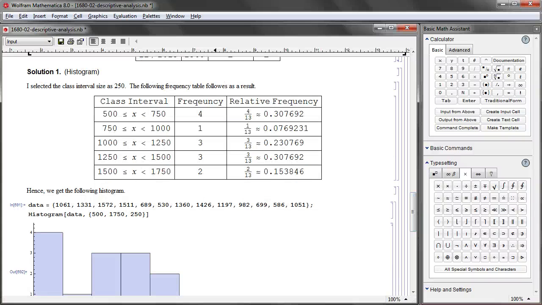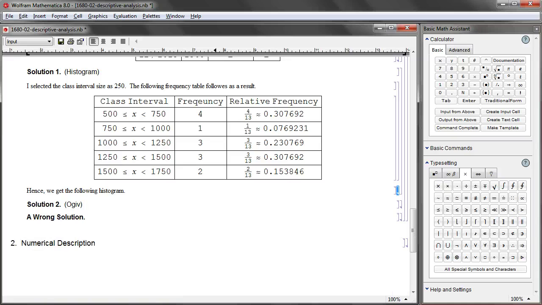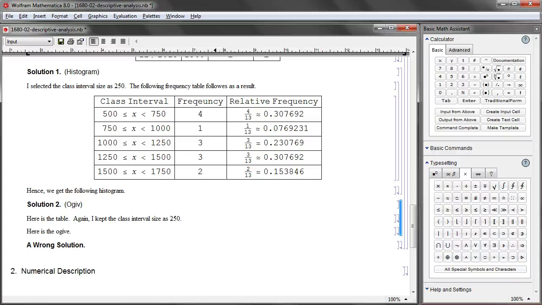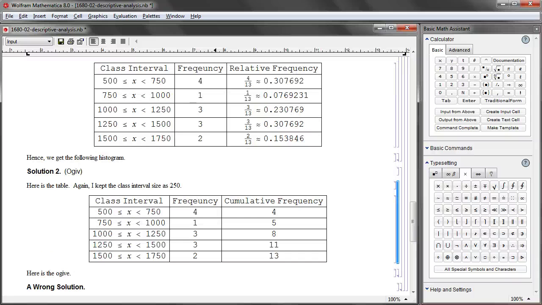How do you produce an OGIF? Instead of just frequencies, we want cumulative frequencies. So for example, less than 1000, frequency is 4 and 1 together. Add them together, we have 5. Less than 1250, then we have to add all these together, and you get 8. Less than 1500, add all these frequencies together, we get 11.